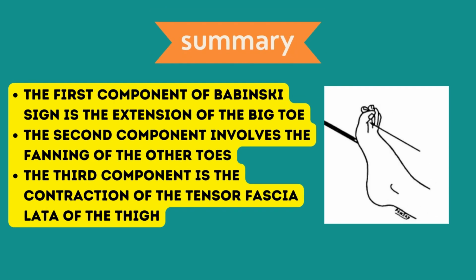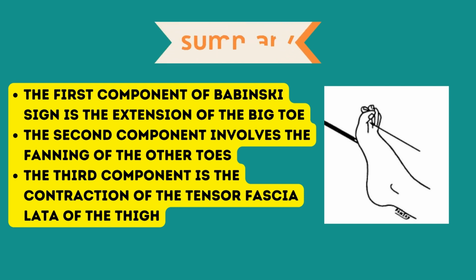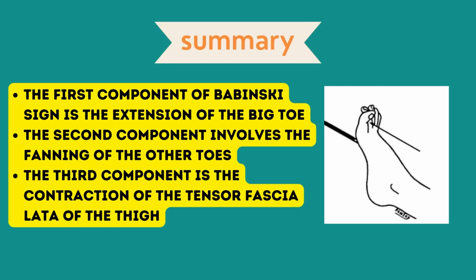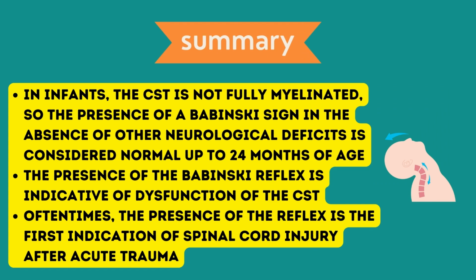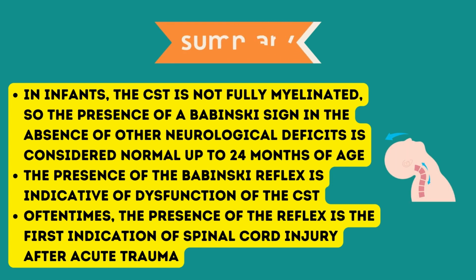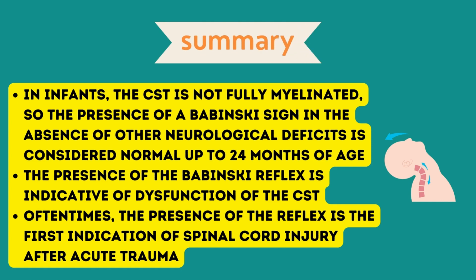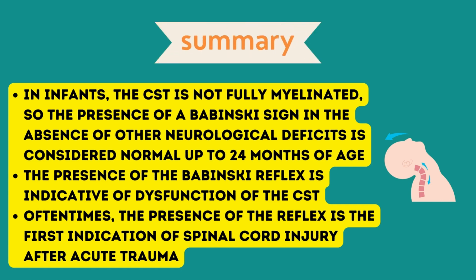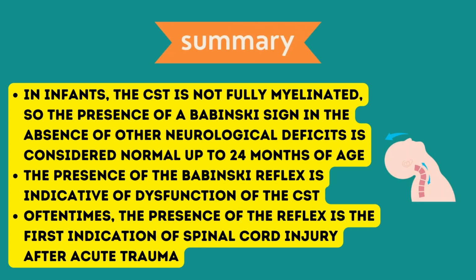The first component of the Babinski sign is the extension of the big toe. The second component involves the fanning of the other toes. The third component is the contraction of the tensor fascia lata of the thigh. In infants, the CST is not fully myelinated, so the presence of a Babinski sign in the absence of other neurological deficits is considered normal up to 24 months of age. The presence of the Babinski reflex is indicative of dysfunction of the CST. Oftentimes, the presence of the reflex is the first indication of spinal cord injury after acute trauma.